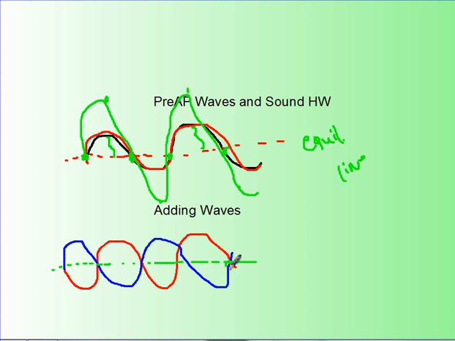Well, always go and add your zeros. If this is plus A, this is minus A. So the resultant wave here is just a flat line. This is destructive interference.